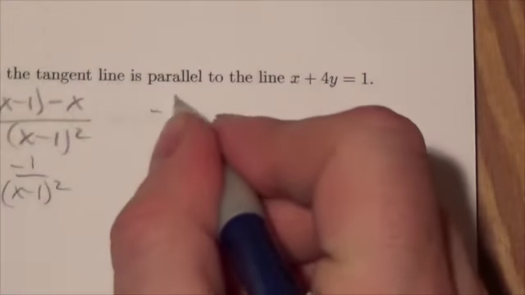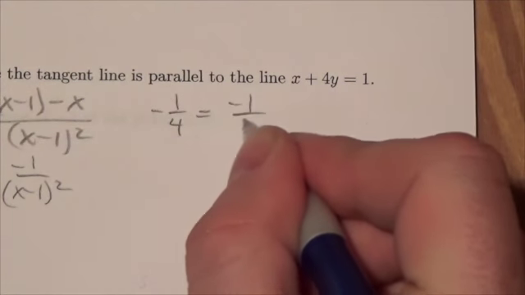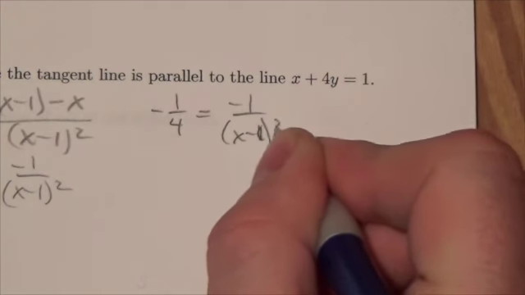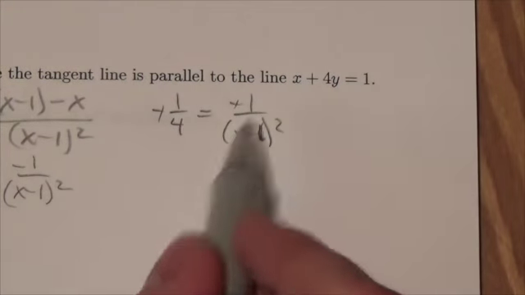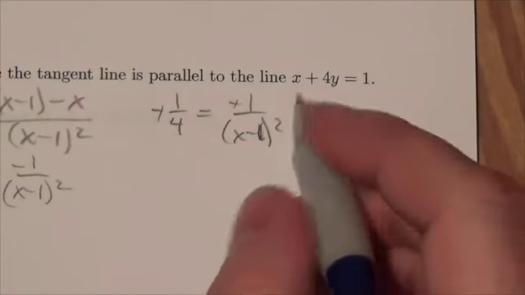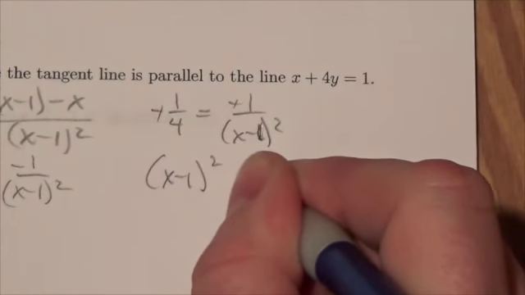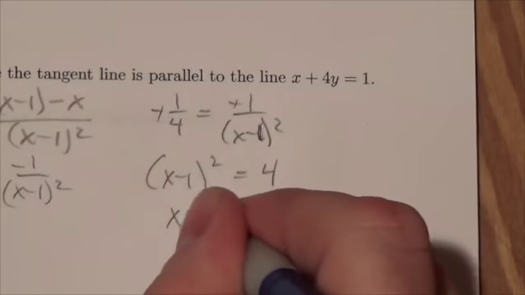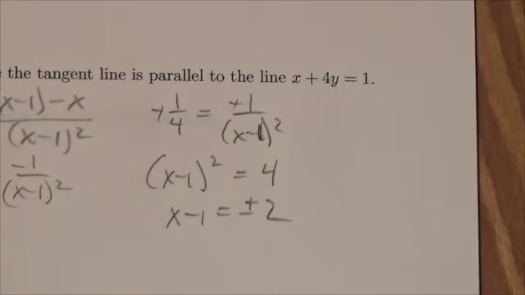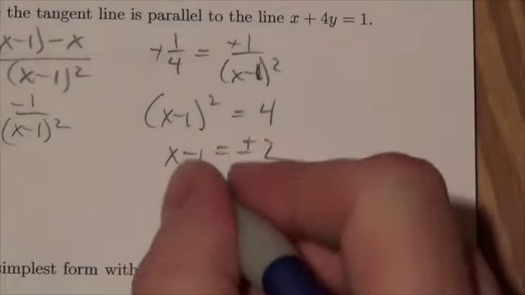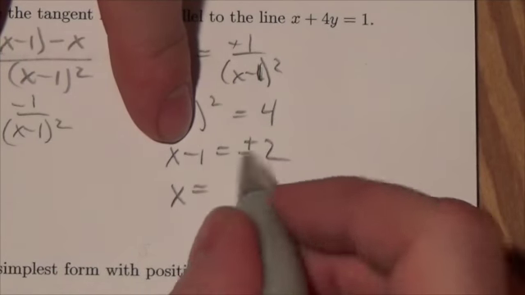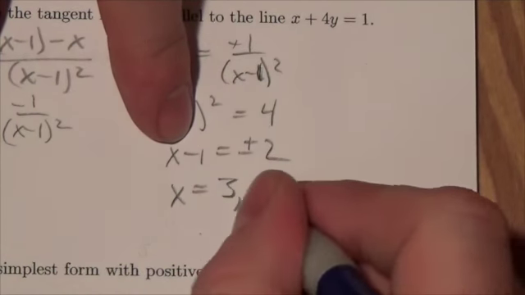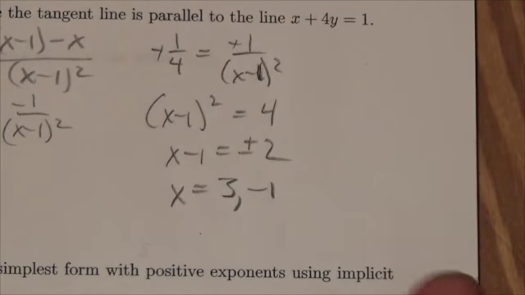So now what we have to do is set that equal to the negative 1/4 that we got. So negative 1/4 equals negative 1 over (x minus 1) squared. We can cancel out a negative on both sides. I'll multiply both sides by 4, and multiply both sides by (x minus 1) squared. So we get (x minus 1) squared is equal to 4. Take the square root of both sides to get x minus 1 equals plus or minus 2, which means x is going to equal, adding 1 to both sides, either 1 plus 2, which is 3, or 1 minus 2, negative 1. Great. Those are the two values of x where this is true.